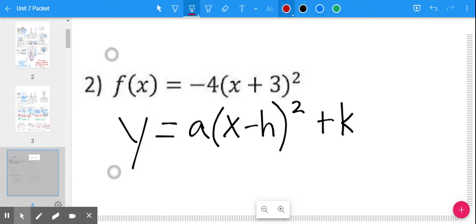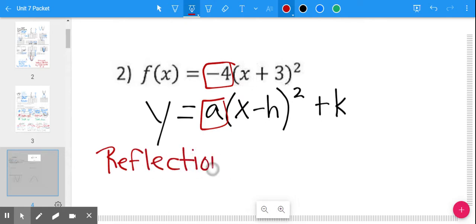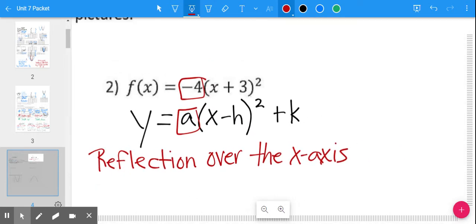And then associate. So we know the very, very first thing is that the a value is negative, which means it's a reflection over the x-axis, which is another way and a more mathy way to say opens down. So we need to be transitioning from this idea of opens down to a reflection over the x-axis. So the negative tells us it's the reflection.